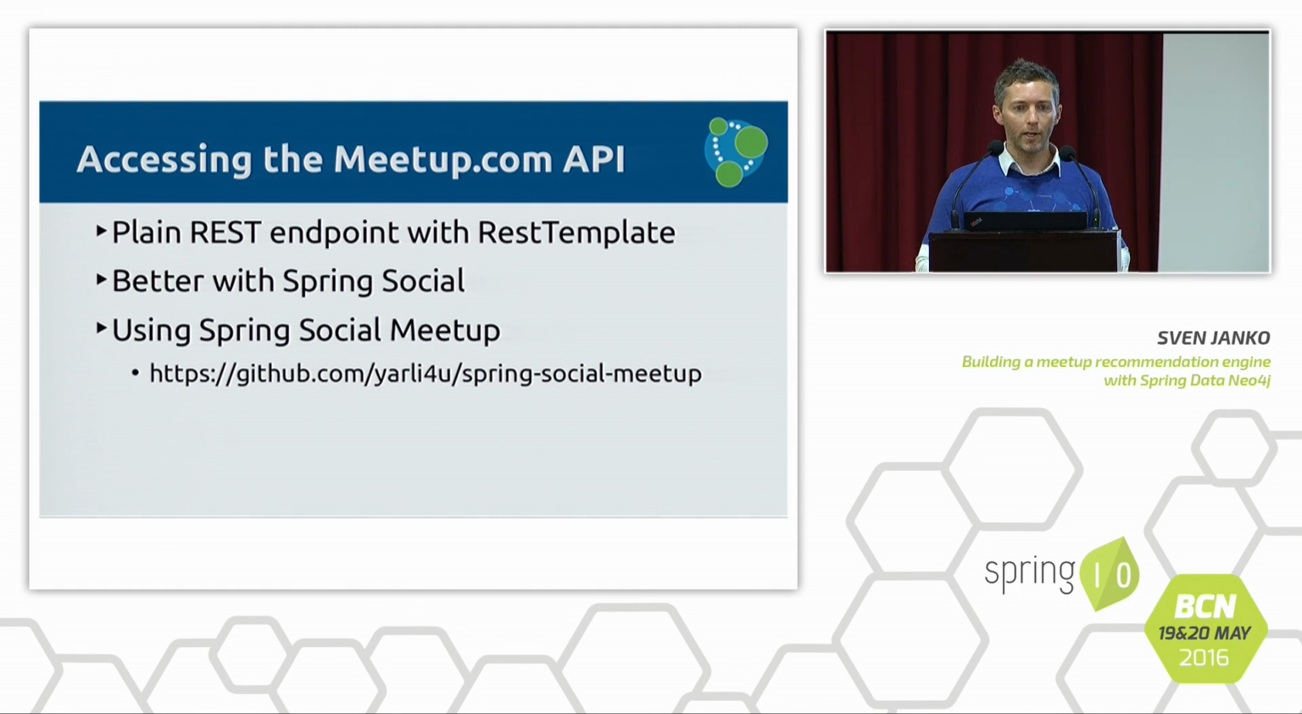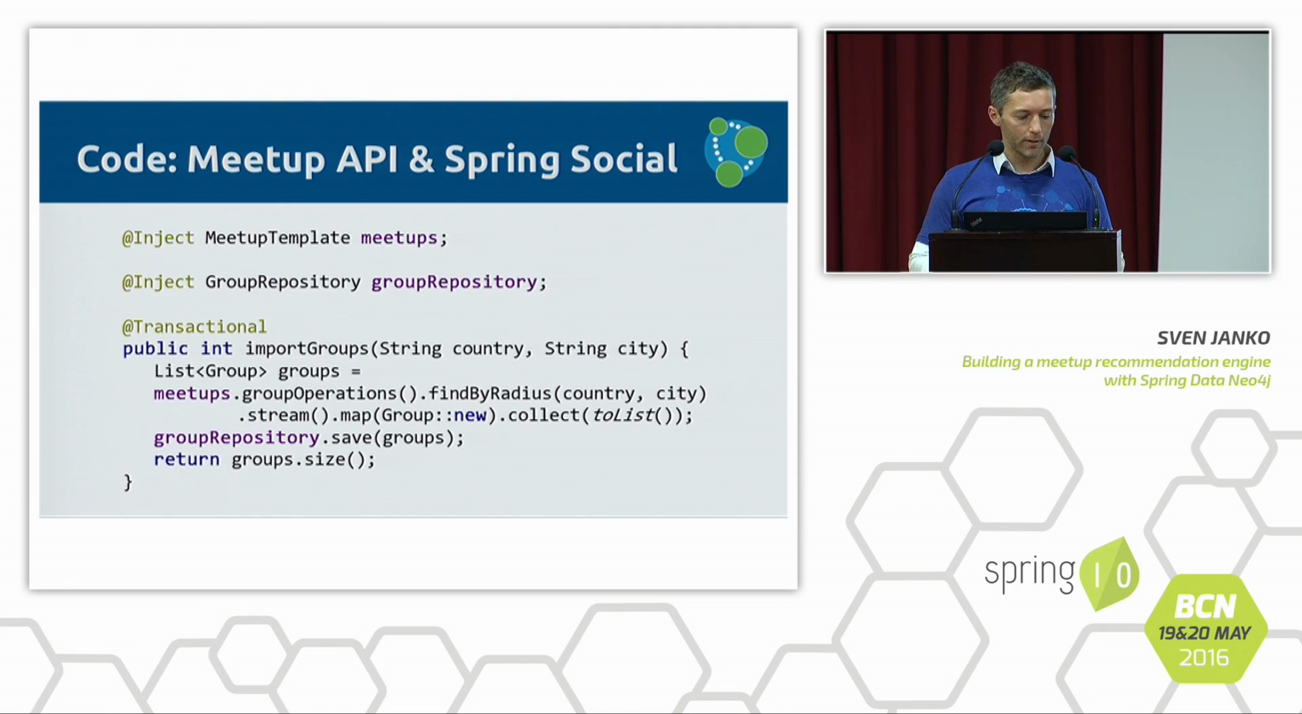The API is a REST API endpoint, with REST templates. And as I said, together with the Spring Social project, it's very easy to extract the data and save it in our application as a graph model. So let's see how that looks in the code.